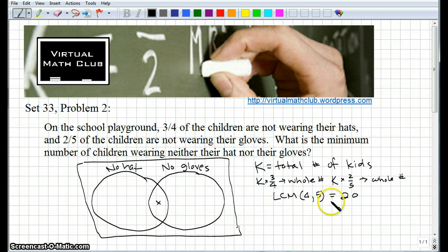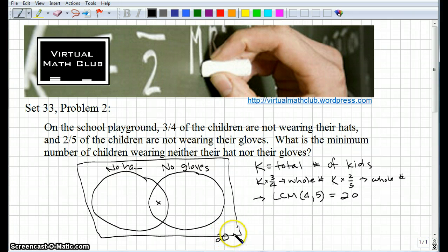Alright? So, we're asked for the minimum number of kids at some point down here in the answer. So the minimum number of kids that can be out on the playground has to be 20 in order to get a whole number of kids when we multiply it by 3/4 and 2/5. All right? So that's the main trick to this problem. And once we have that, it's not too bad, because we can just say, okay, we have 20 kids total out there on the playground.